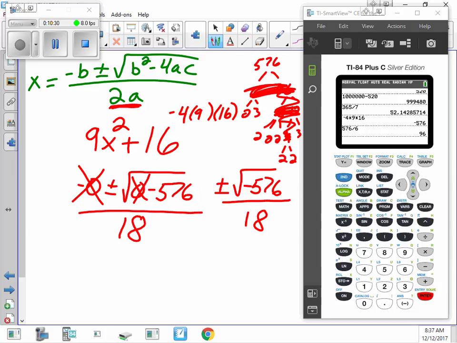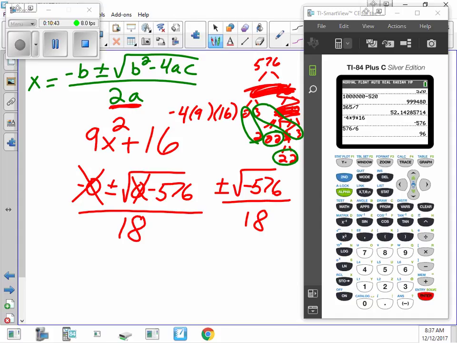Can I pull anything out? A set of 2s, a set of 2s, a set of 2s, oh, and a set of 3s. What do you notice? Everything came out, which means 576 is a perfect square. If I take the square root of 576, I get 24, which is the same thing I get when I multiply all those pairs together. 2 times 2 times 2 times 3 is 24.